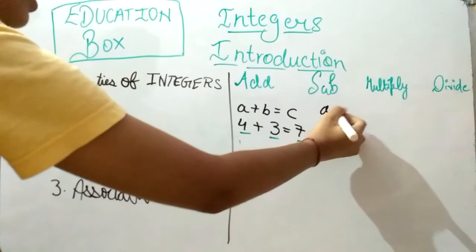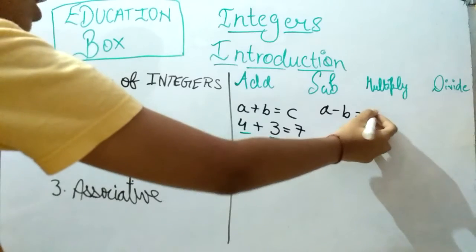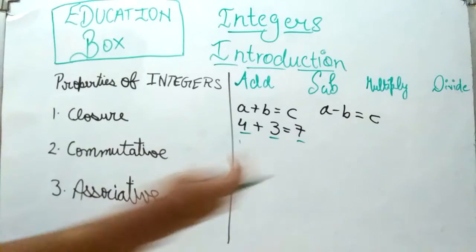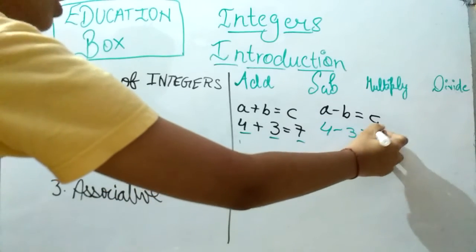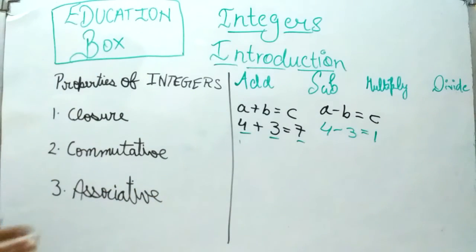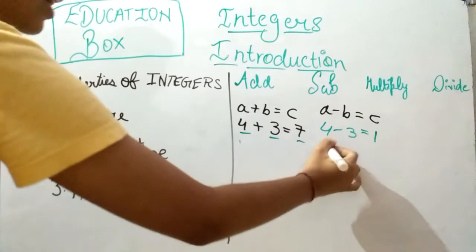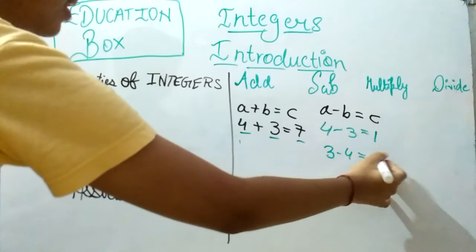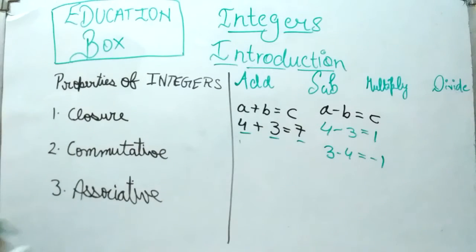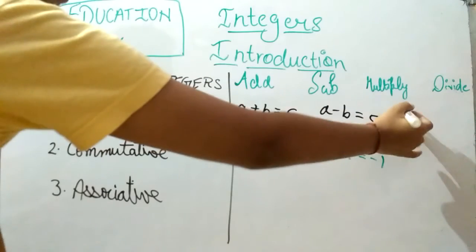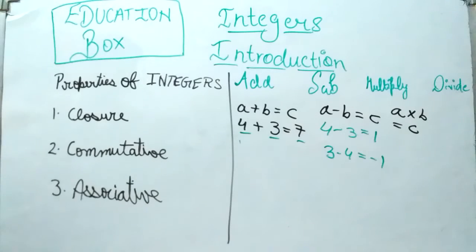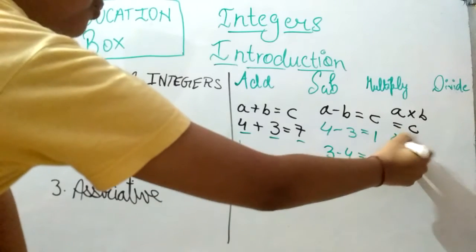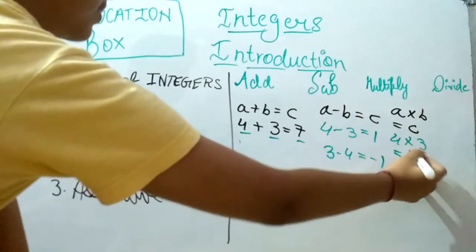In subtraction, if we subtract any integer from another, then our answer will also be an integer. Like if we take 4 minus 3, then our answer is 1 and 1 is also an integer. We can take another example like 3 minus 4, then our answer will be -1, which will also be an integer. So now let's check this in multiplication. If we multiply two integers, then our answer will also be an integer. Let's check this with an example. If we multiply 4 by 3, then the answer will be 12.